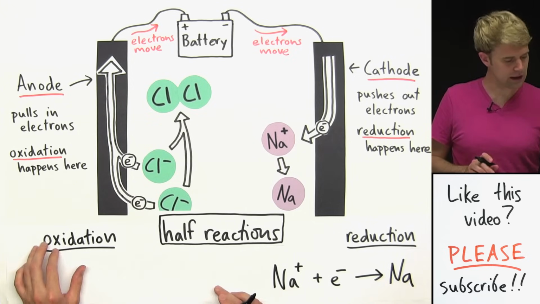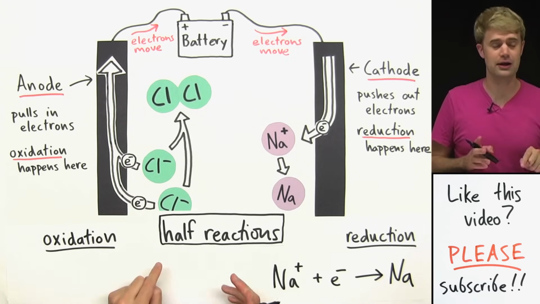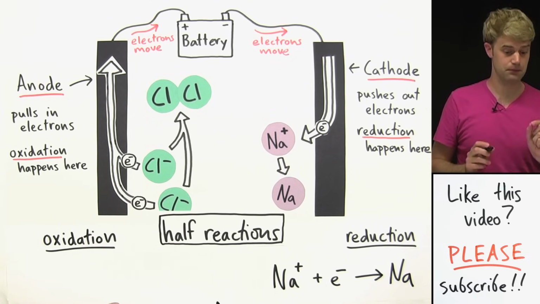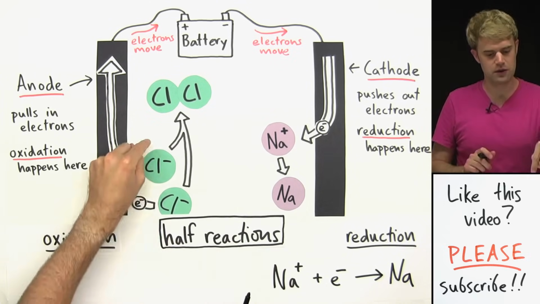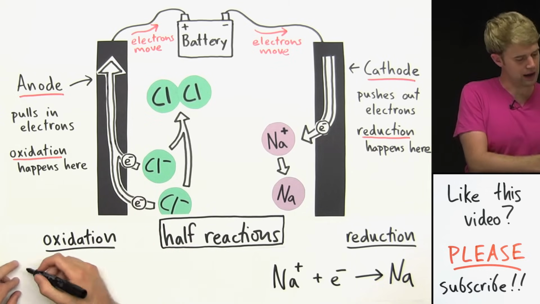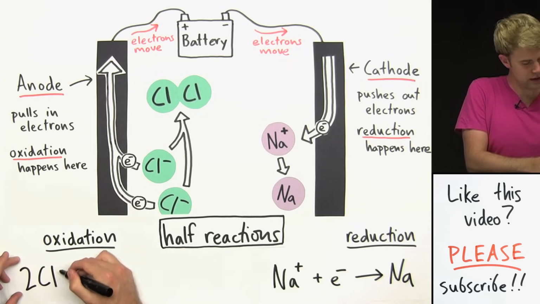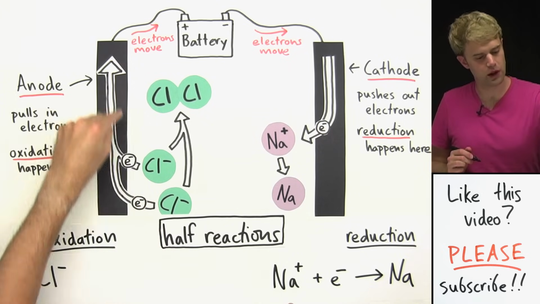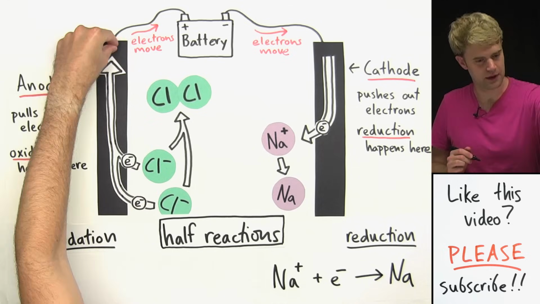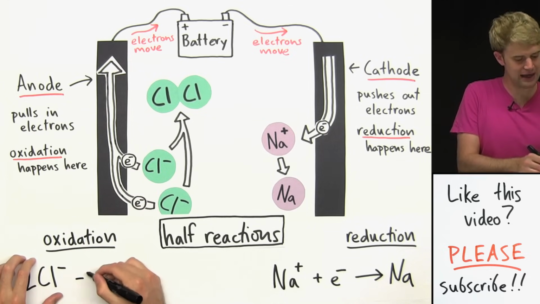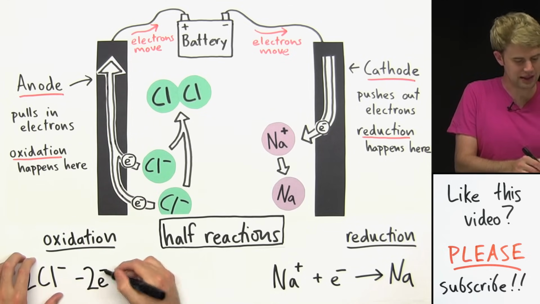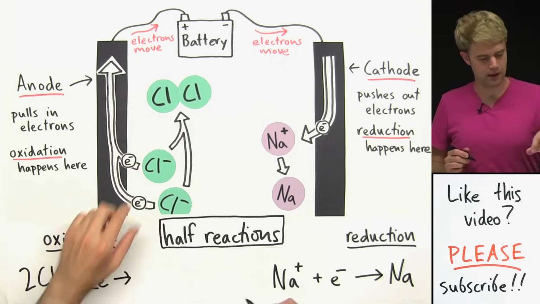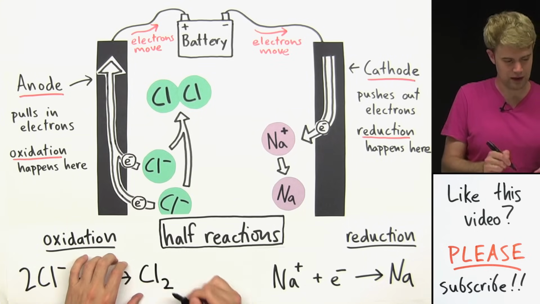Now over here at the oxidation half reaction, I'm going to write this a little bit incorrectly first, and then I'm going to fix it. Okay, so here we start out with two Cl1-, okay? Two Cl-. And then what happens is these lose two electrons, 1, 2, get pulled up to the battery. So I'm going to write minus 2e-. That's incorrect, but I'll fix it in a minute. And that gives us a molecule of Cl2 gas.